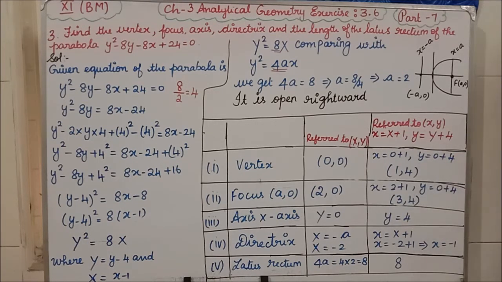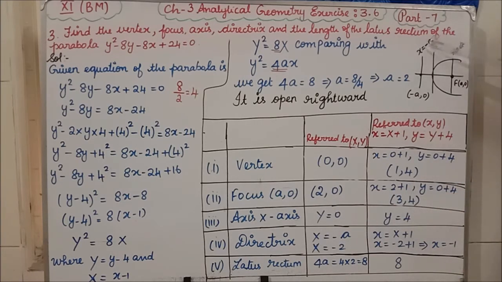Next one is the axis. Here the axis for the open rightward parabola is the x-axis, isn't it? So x-axis means y will be 0. So y is equal to capital Y equal to 0. Now if we substitute capital Y equal to 0, we are getting small y equal to 4. Clear?